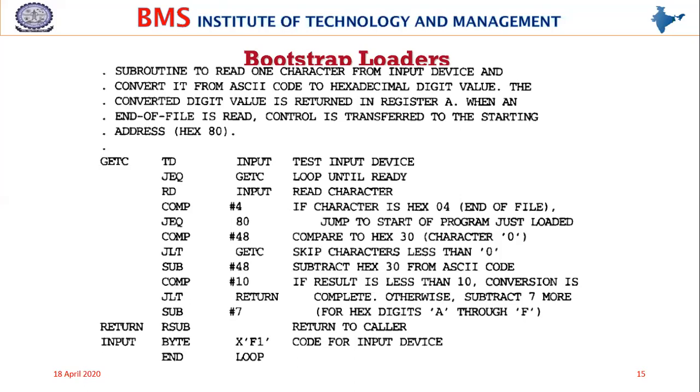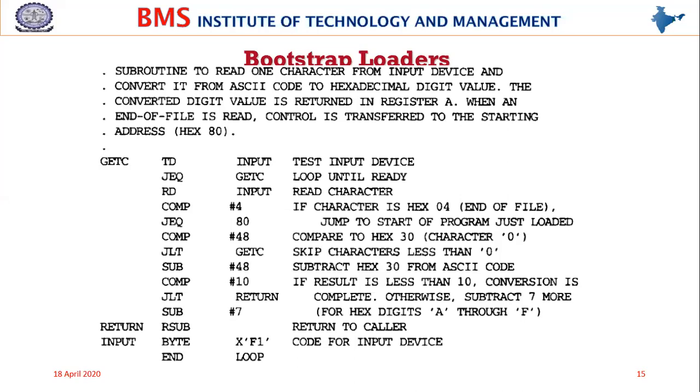So we subtracted #48, that is your 0 or 30H, and then we compared it with 10. If it is less than 10, see the next instruction, JLT, less than 10, then return. Return to whom? Return to the caller. Who is the caller? Our Bootstrap Loader program, the main program is the caller, which has called the getC. We are now in the subroutine getC.